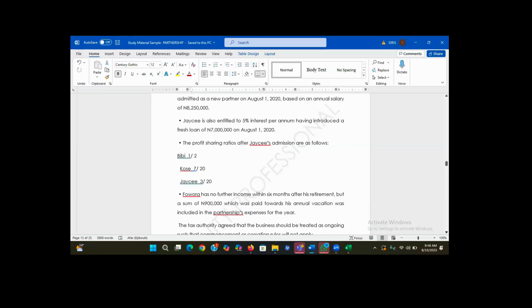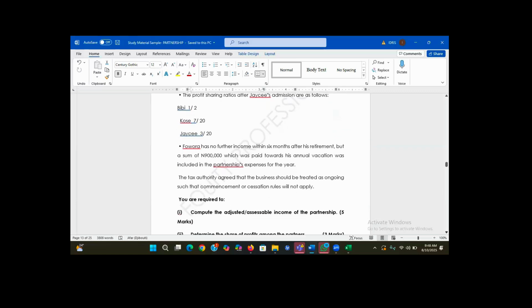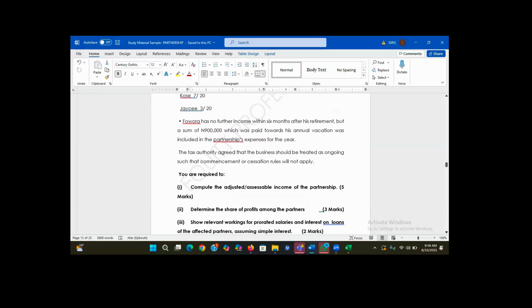Fowora has no further income within 6 months after his retirement, but a sum of 900,000 which was paid towards his annual vacation was included in the partnership's expenses for the year. The tax authority agreed that the business should be treated as ongoing, such that commencement or cessation rules will not apply. You are required to compute the adjusted assessable income of the partnership. Determine the share of profits among the partners. Show relevant working for prorated salaries and interest on loan of the affected partners, assuming simple interest.